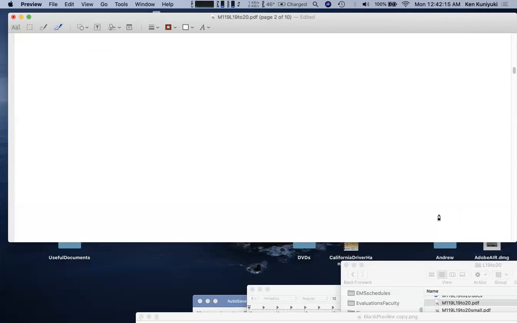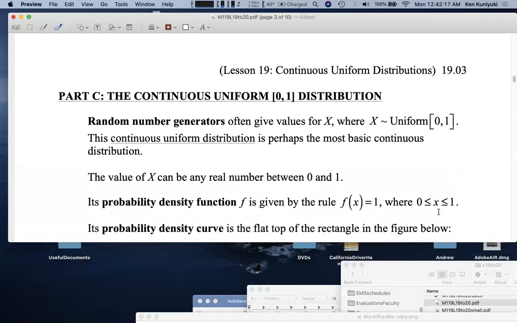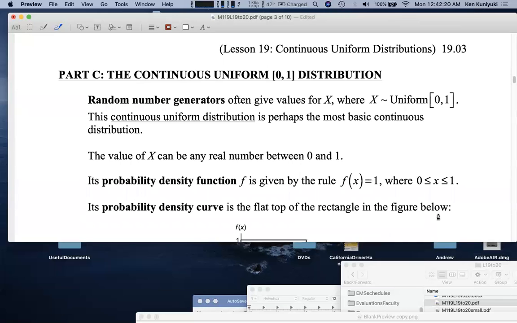Okay, so our most basic continuous distribution is the continuous uniform 0-1 distribution, the continuous uniform distribution on this interval of values. And in fact, random number generators generally have this type of distribution. So you often find this in software packages or on calculators. Random number generators often give values for x, where x has as its distribution a continuous uniform distribution on this interval from 0 to 1.